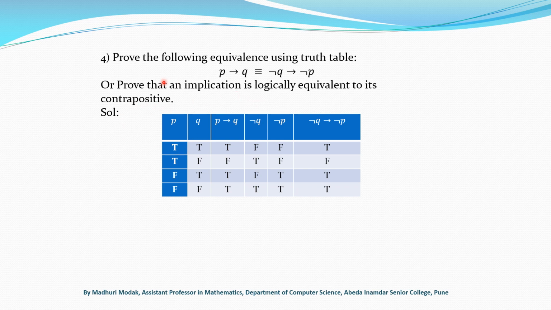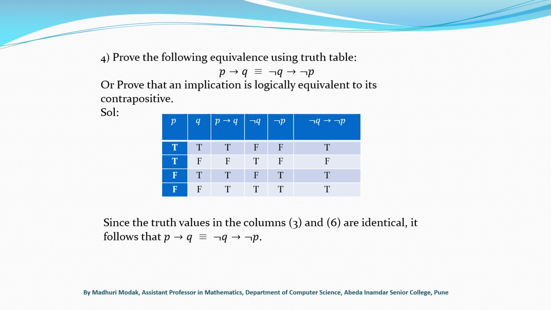So again we prepare truth table for P implication Q and one column for negation Q implication negation P. Observe that these two columns are identical. So, P implication Q is logically equivalent to negation Q implication negation P.